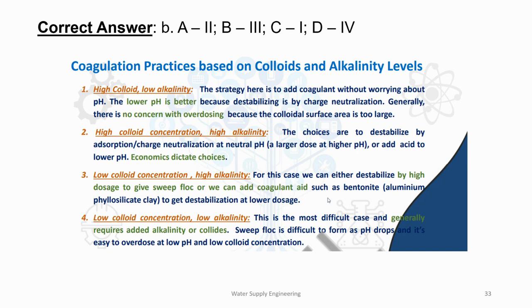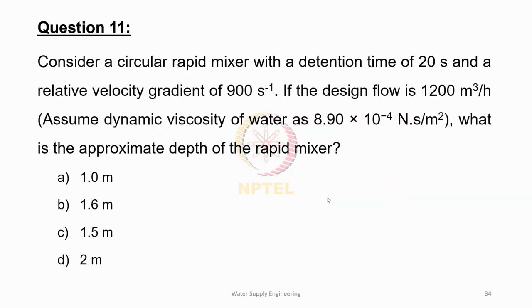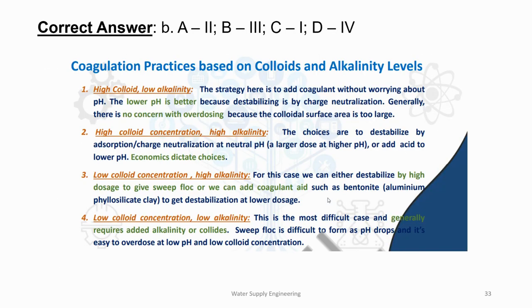And the fourth case is low colloid and low alkalinity. Here it is the most difficult situation, because low colloid means we are not allowed to add a higher concentration of coagulant, as it will create an overdosage issue. And when the alkalinity is very low, adding even a little amount of coagulant may lead to overdose at low pH. So the fourth case is the most difficult to handle. Okay, so that is the 10th question.